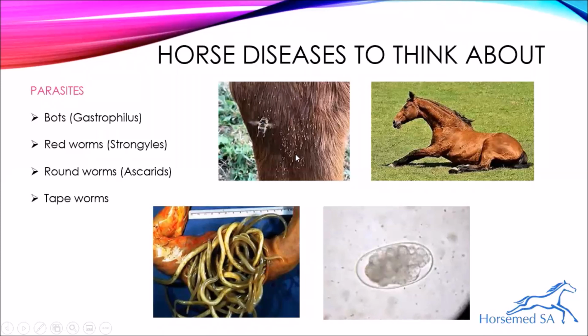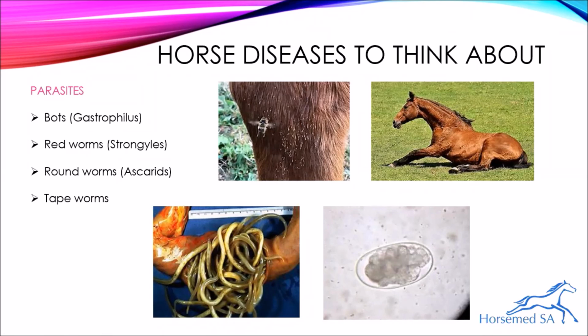So the ones we're thinking about in terms of bringing onto a property are your bots. Good time of year for these little guys. So the bots, the strongyles, which are your redworms, the roundworms, your ascarids, and the tapeworms, which are probably the bottom of our list, really. But those are the parasites that we need to think about.